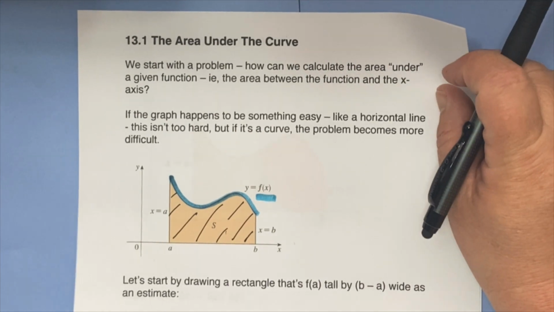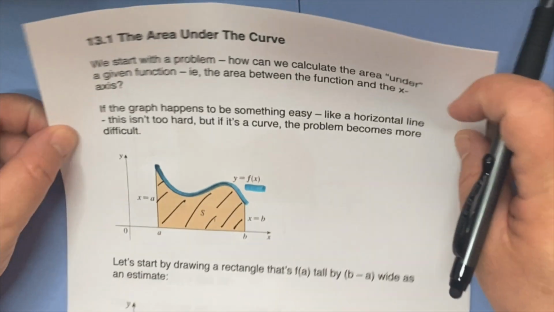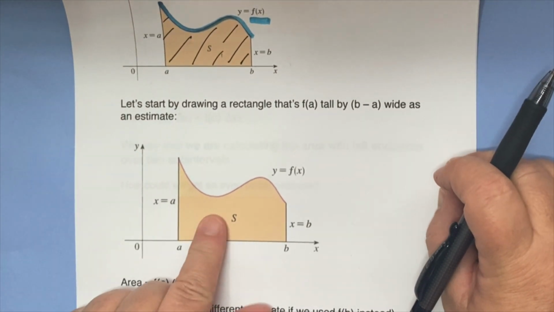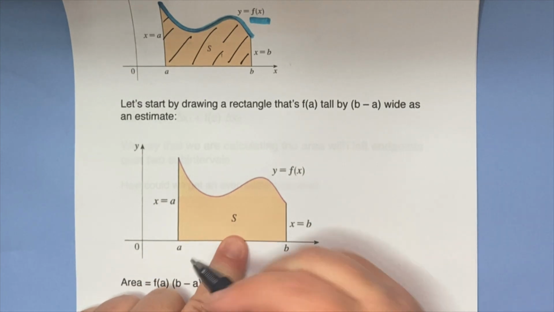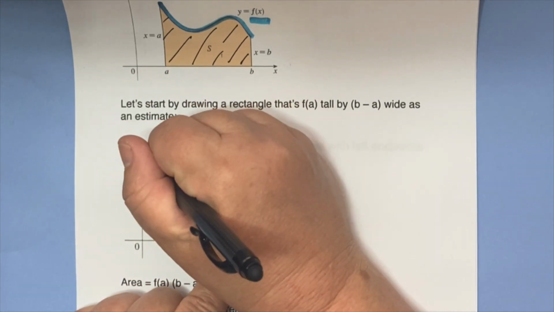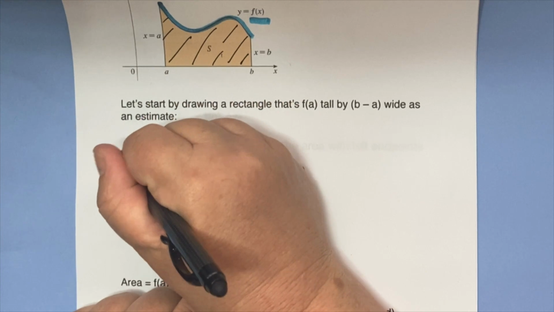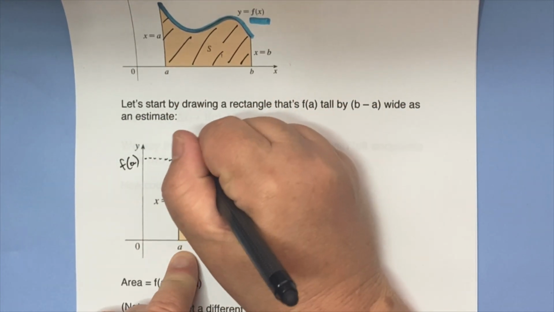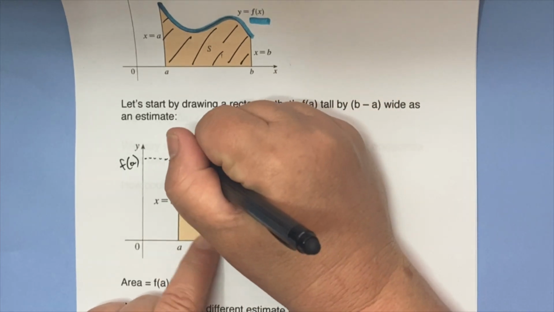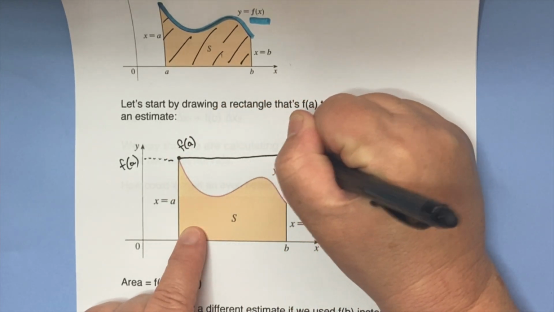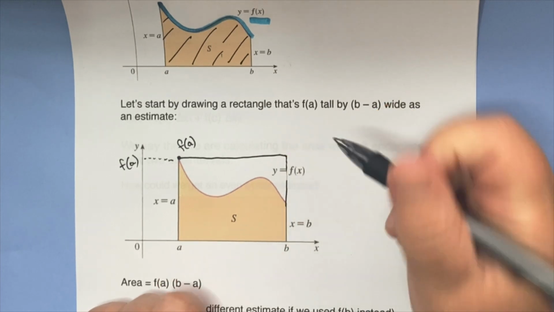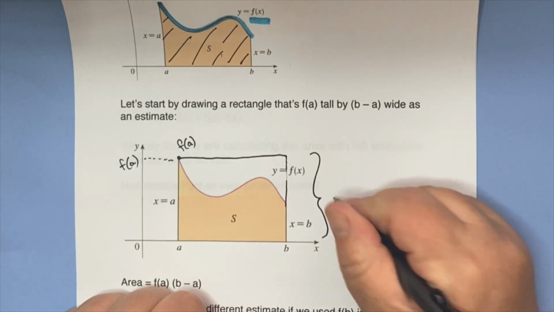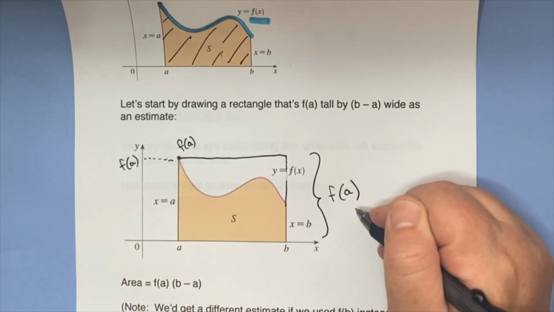And what I'm going to propose is a very classical solution, which is we take a look at this and we say, you know what? I'm going to say I've got here, right here, this is f of a. This is the y value at a. Here's f of a. And I'm just going to draw a rectangle. And then my rectangle is f of a high.